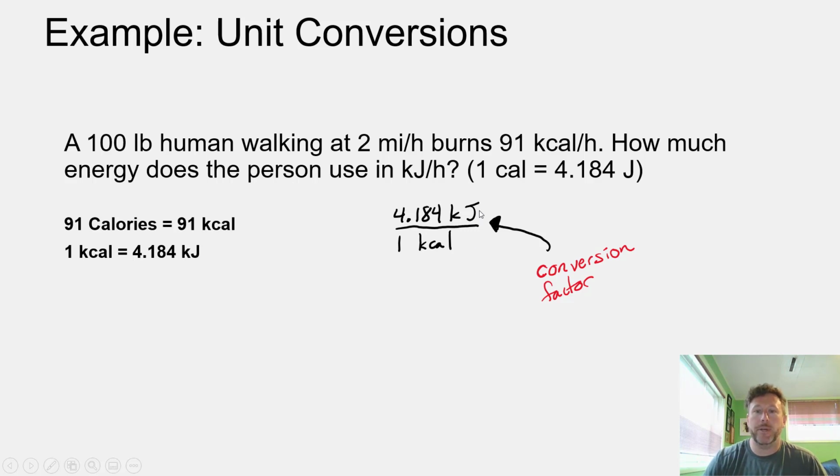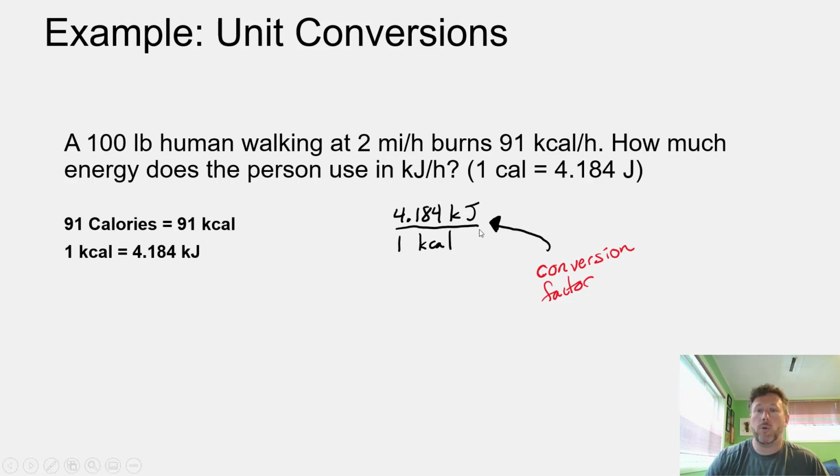A conversion factor is a ratio, a fraction, where the definition of the units that you want your final measurement to be in is on the top, and the definition of the units that you want to eliminate from your original measurement is on the bottom. So in this case, I'm just making the fraction 4.184 kilojoules on the top, 1 kilocalorie in the denominator. That comes from this relationship right here. That's how you build any conversion factor.